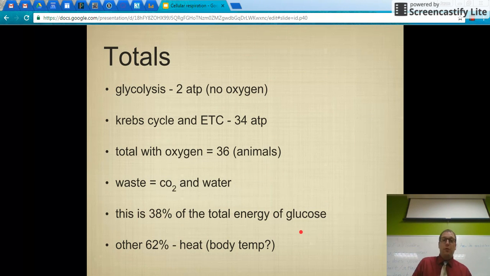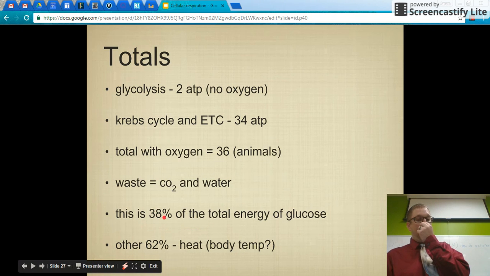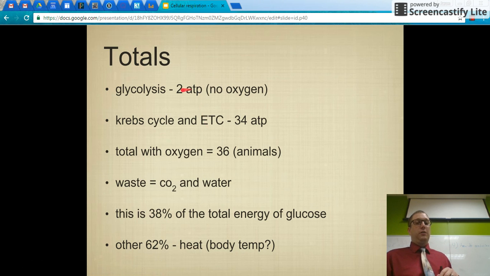Okay? For waste, we produce carbon dioxide and water. And really, this is only about 38% of the energy in glucose. So while we break it down and do the steps slowly, we still don't get all the energy we could have. Okay? Some of that other energy is what is used to fuel our body temperature, keep our metabolism up. Some of that energy is just lost. But we get a lot more of the energy through the Krebs cycle and the electron transport chain than just through glycolysis.